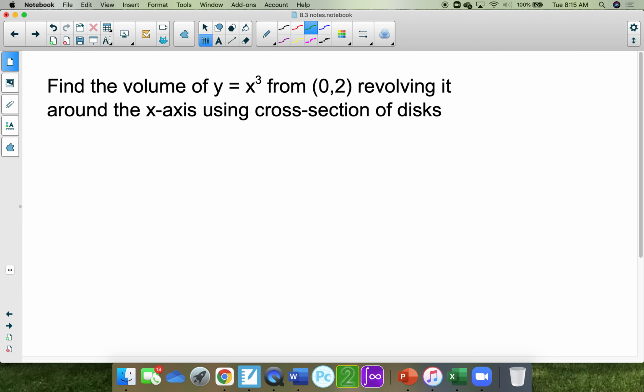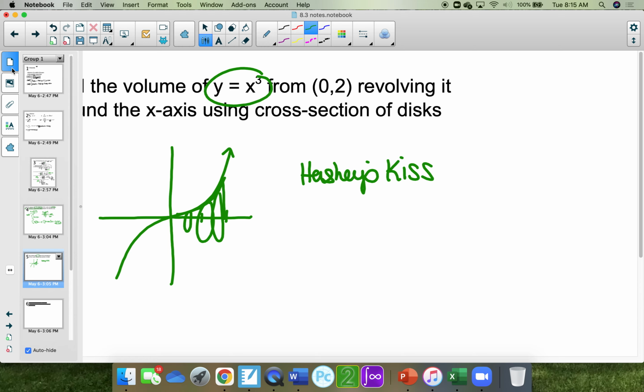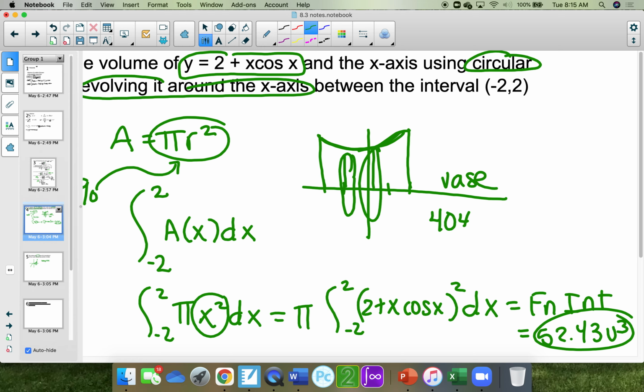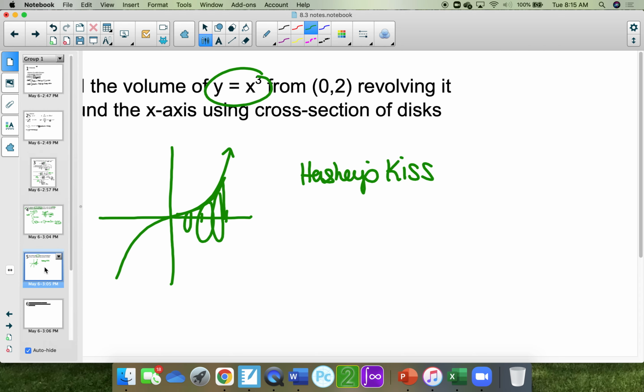Okay, the next one, find the volume of y equals x cubed, from 0 to 2. You're taking this and revolving it around the x-axis. If you take this shape and revolve it around the x-axis, it looks like a Hershey's Kiss. It makes a three-dimensional object, like the last one made a vase when you rotated it around the x-axis. This one makes a Hershey's Kiss.